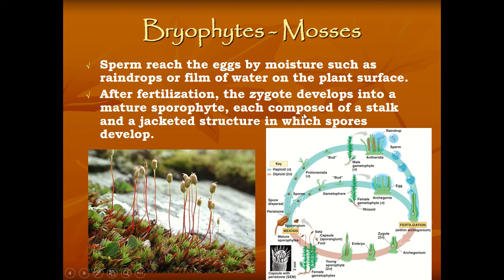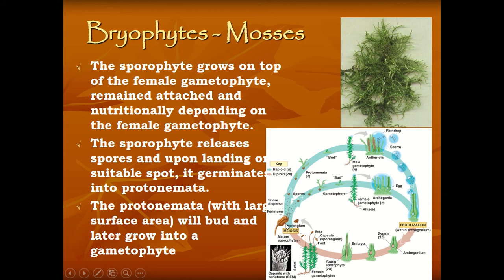The zygote will develop into a mature sporophyte, as you can see here, composed of a stalk and also a jacket structure inside which the spores will develop. And the sporophytes that grow on top of the female gametophyte will remain attached, nutritionally dependent on the female gametophyte.